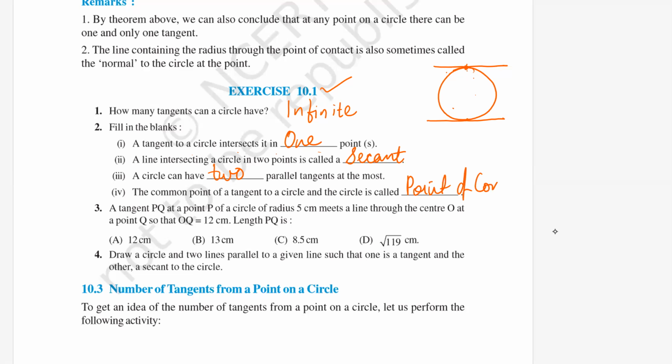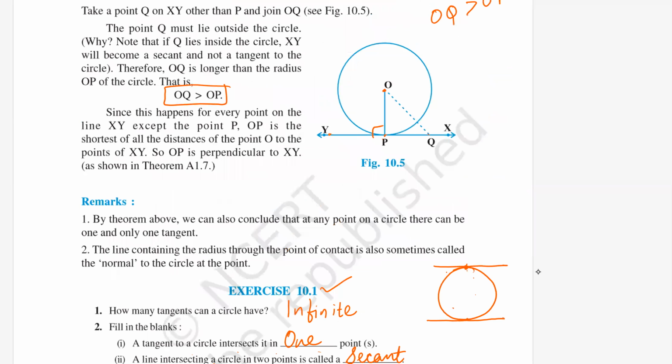Point of contact. Okay. Now, next question: a tangent PQ at point P of a circle of radius 5 centimeter meets a line through the center at Q so that OQ is 12, length PQ is? So basically the figure is this only. ठीक है. अब यहाँ पे बोल रहा है tangent PQ है at point P of the circle of radius 5 centimeter, this is 5, meets a line through the center at a point Q.